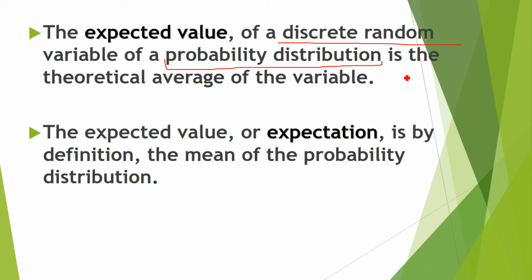Just in the case of flipping a coin, we have only two chances: whether the head will come or the tail will come. The sum of the probability should be equal to 1, right? So 50% chance we have for tail, 50% for head, so the total is equal to 1 or 100%. We divide this 1 into two parts, 0.50 and 0.50, which is called the probability distribution. Or simply you can say expected value, or expectation, is by definition the mean of the probability distribution, right? Mean of the probability distribution is called expected value.